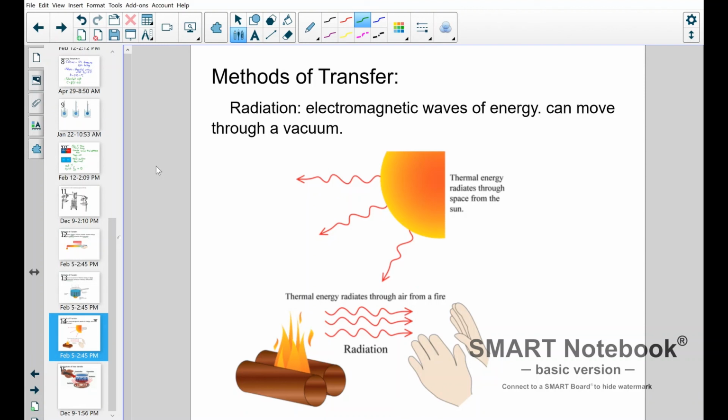If you remember back to the electromagnetic spectrum picture we looked at a few lessons ago. So electromagnetic waves can travel through a vacuum and reach from the sun to the Earth, or in your case, from your exoplanet star to your planet, or from fire to hands.